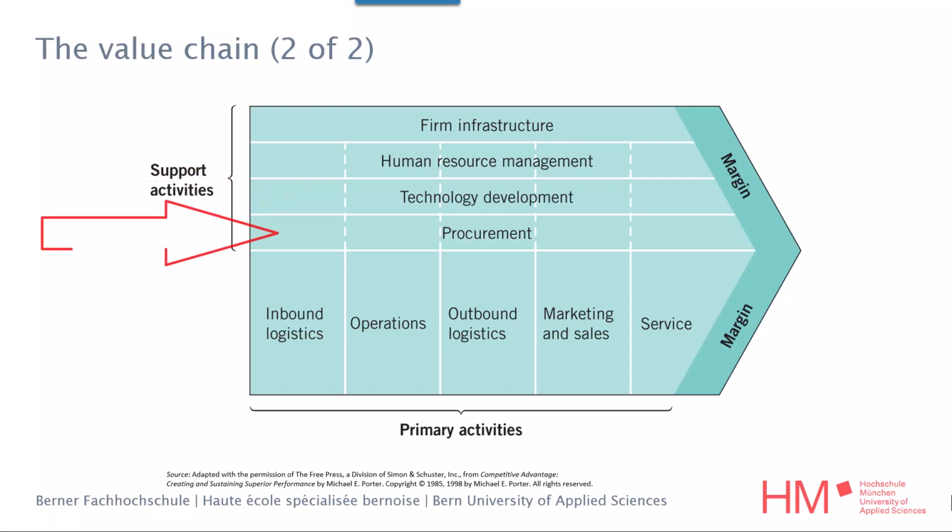And the procurement support activity ensures that we buy in the best raw materials from the cheapest sources at the best quality to allow us to fulfill all the things that we need to do in the primary activities. So as you see, procurement intersects with inbound logistics in terms of primary activities to make sure that bringing the raw material into the organization is an efficient process.